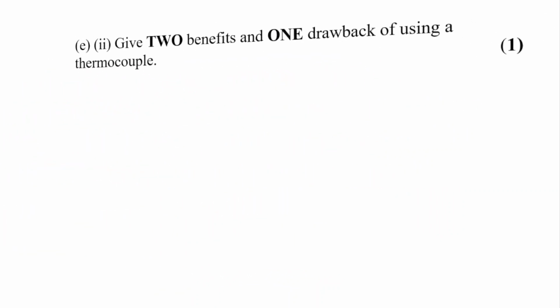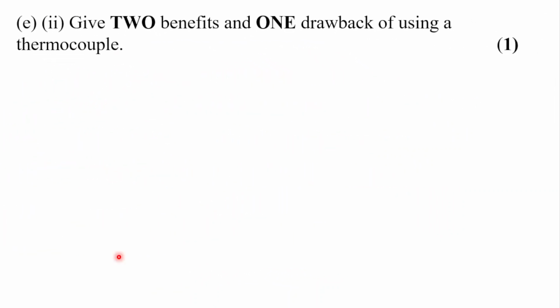Now, the next part of the question, which is E2, says: give 2 benefits and 1 drawback of using a thermocouple, for 1 mark. No, I don't think this is actually 1 mark. I think I made a mistake there. This should be 3 marks, I think. But anyway, it doesn't matter. Once we answer this question and understand the information, we're fine.